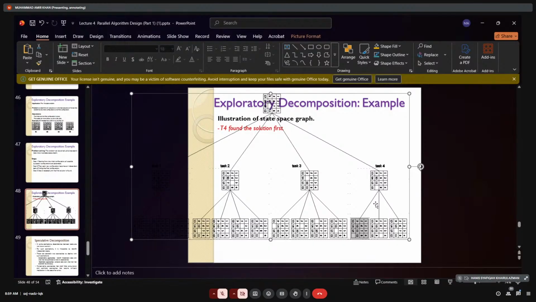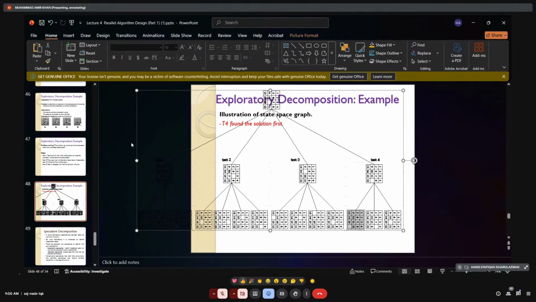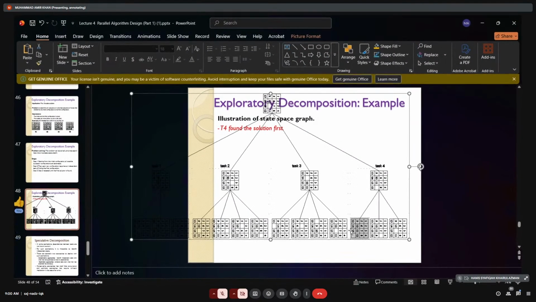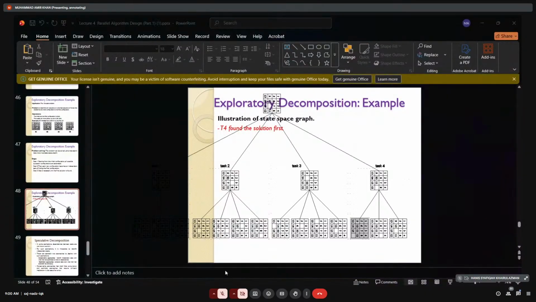Understand? Yes, because if you go for T4, how does it find the solution first? Within three moves. Others, no. You can see here, no solution, no solution. Task 3, still not sorted. Here task 2, not sorted. Here task 4, sorted. Understand? The same thing.